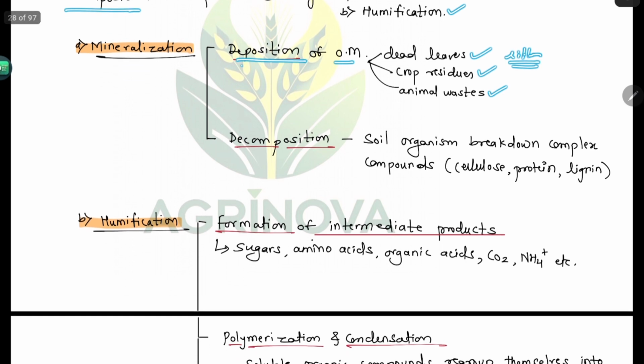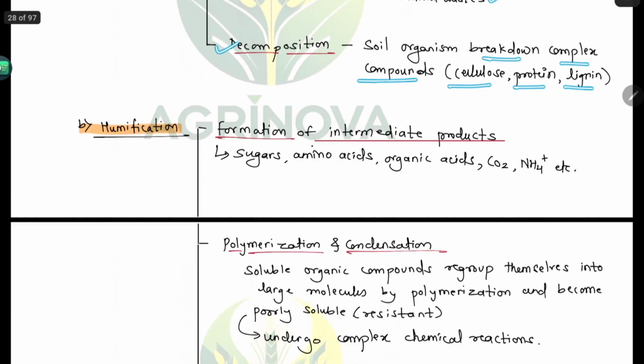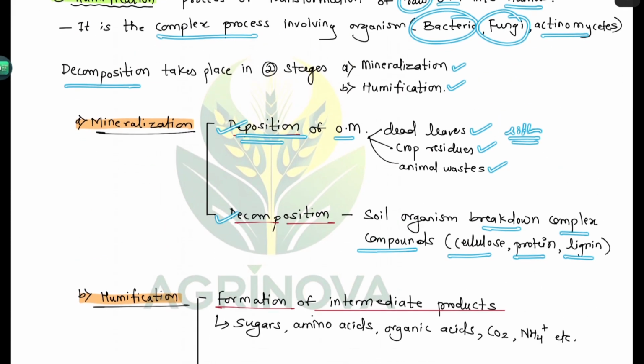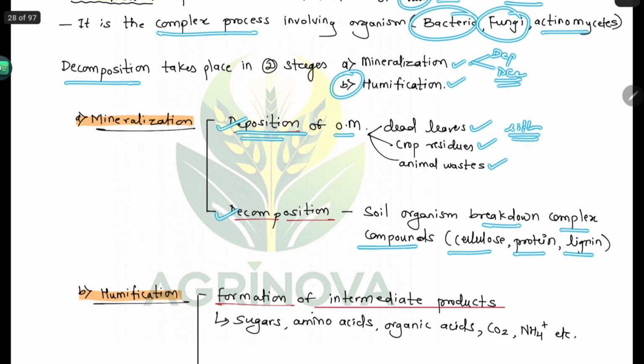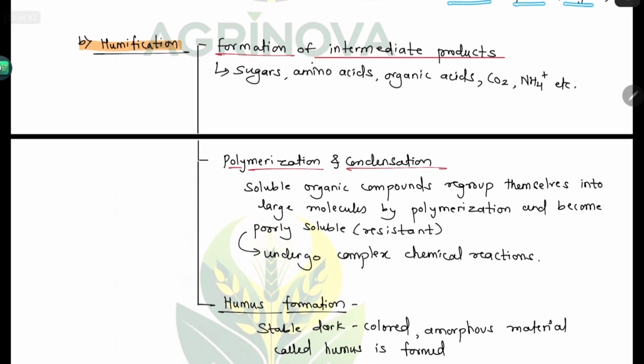In the first process it takes place in the form of deposition. So firstly it deposits and then it starts with the process of decomposition, that is breakdown of complex compounds such as cellulose, protein, lignins into simpler ones. So we know the first stage, mineralization, is deposition and then decomposition. The next is humification. So what do you mean by humification? First it takes place in the formation of intermediate products.